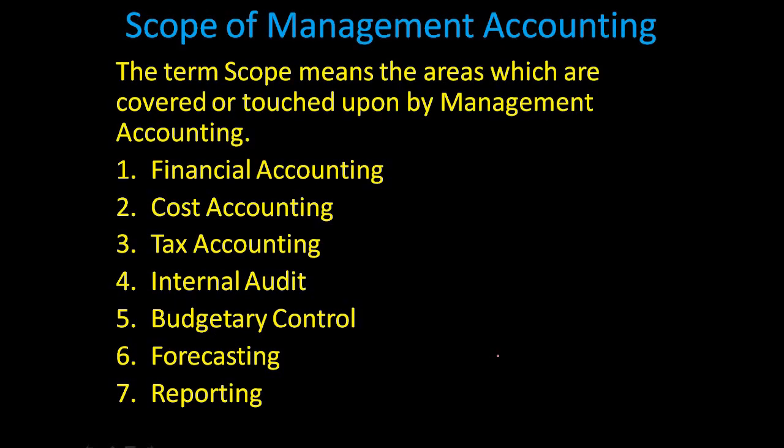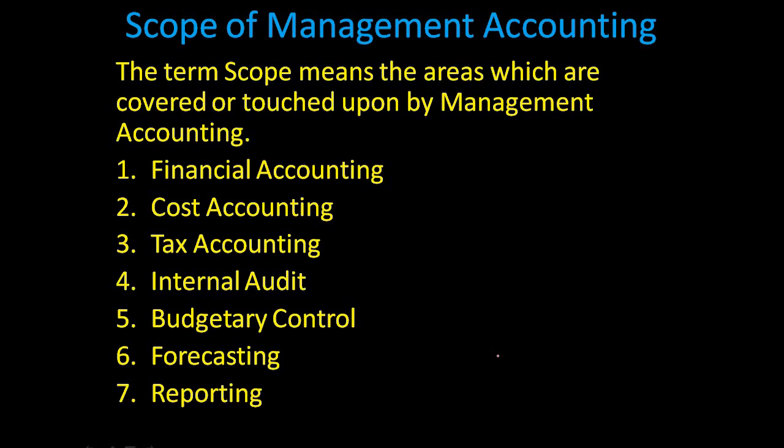That is where management accounting has a scope with tax accounting. Internal audit. Basically, management accounting is mainly involved with internal audit, because internal audit is done by the management and management accounting is for the management. So there is actually a very higher scope of relationship between management accounting and internal audit.